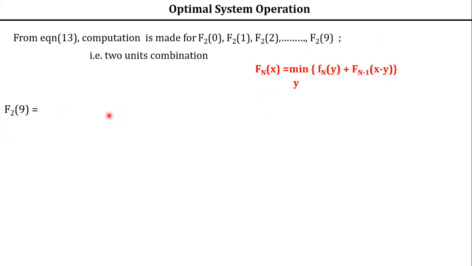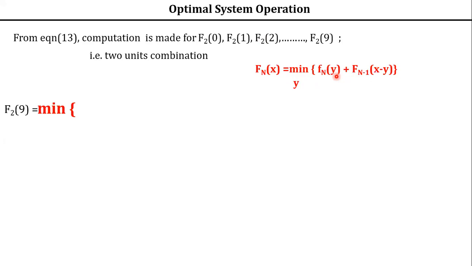Using this recursive formula, it is the minimum over y. Here you have to minimize the variable y, such that the cost is minimum. Understood? So what is this y? It is the increment in load. So in order to meet that increment in load, you have to increment the generation by delta x, or delta megawatt. That is a step size of 1 megawatt.